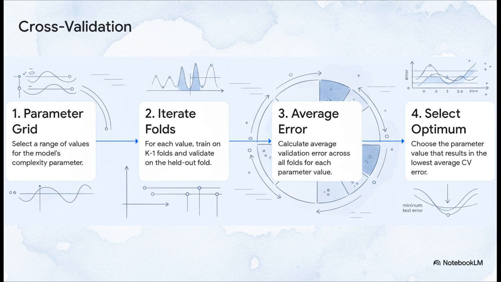We use something like k-fold cross-validation. This is how we get an honest estimate of how our model will do on unseen data. By testing it on different folds of the data, we can see how different levels of flexibility, say the number of knots in a spline, actually perform in the wild. This lets us find that sweet spot that truly minimizes the test error.